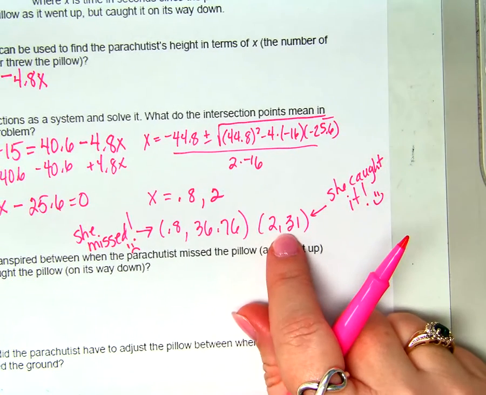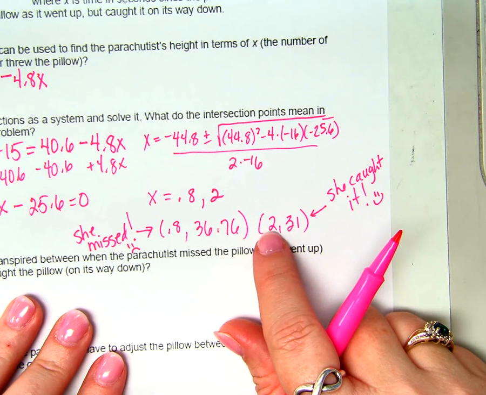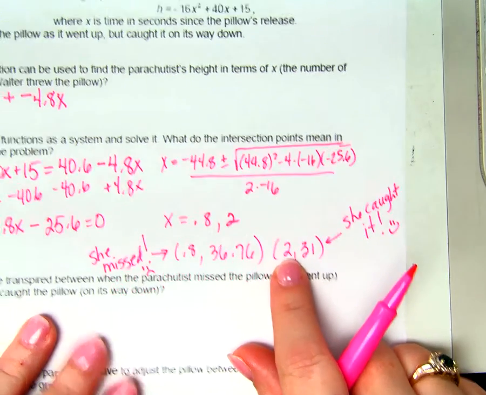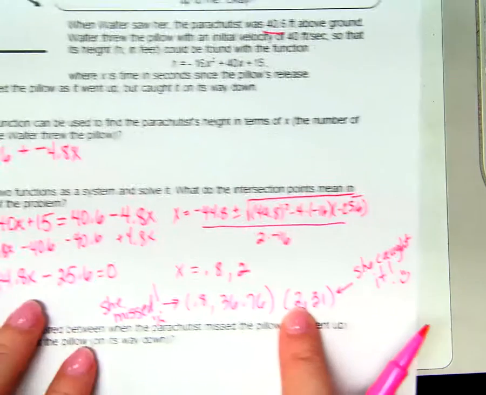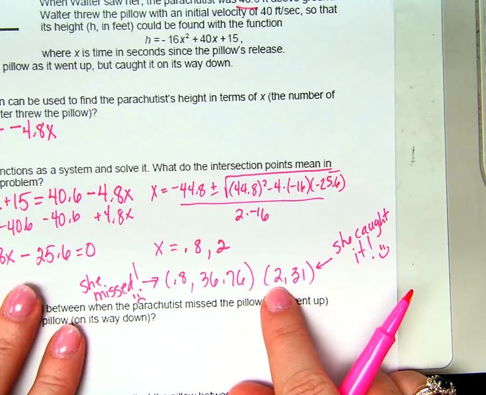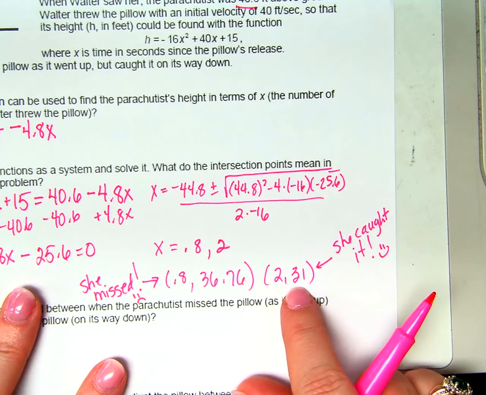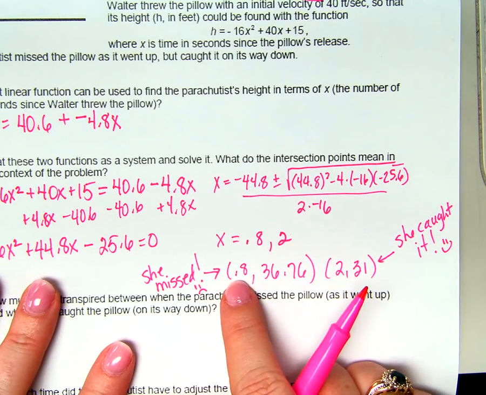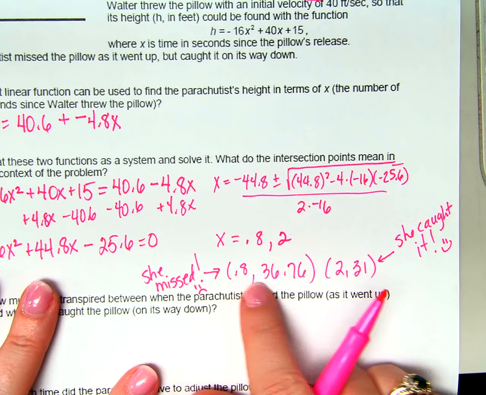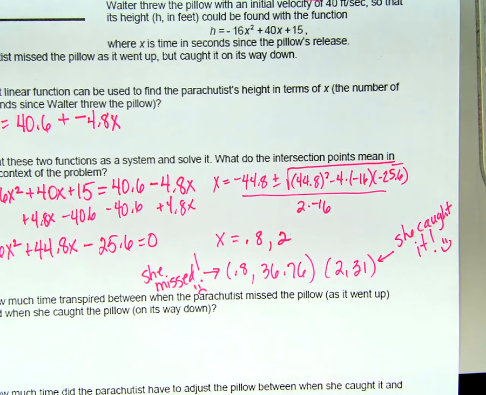But what does this point mean? We know this is where she caught it. When did she catch it? 2. What's the x value represent? The number of seconds since Walter threw the pillow. So 2 seconds after he threw the pillow, she was 31 feet above the ground. When she missed it, it was 0.8 seconds after Walter threw the pillow, and she was 36.76 feet above the ground. Does that make sense to you?